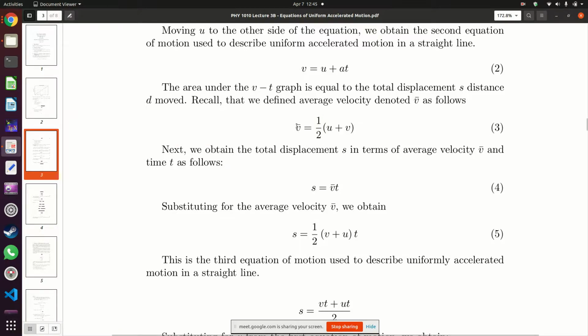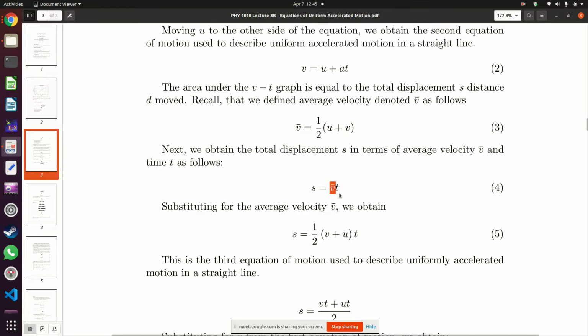I think we have introduced this quantity before, average velocity. So the average velocity is equal to half of u plus v. In our case, our initial velocity was 0 meters per second. Our final velocity was 28 meters per second. So 0 meters per second plus 28 meters per second gives us 28 meters per second. Then we multiply by a half, we get 14 meters per second. That 14 meters per second is our average velocity, which is what we have here.